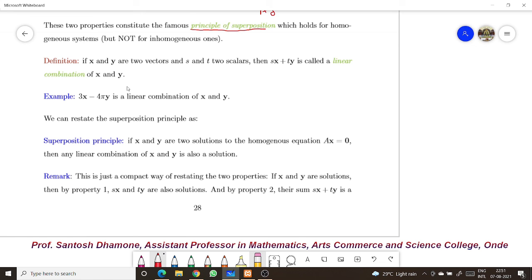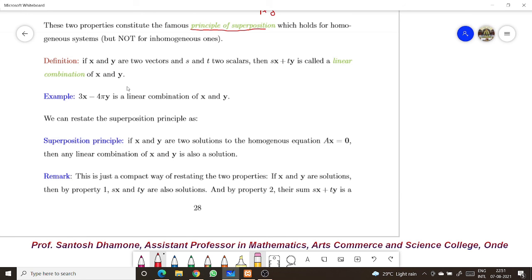Remark: this is just a compact way of restating the two properties. If x and y are solutions, then by property 1, sx and ty are also solutions, and by property 2 their sum sx plus ty is also a solution. Conversely, if sx plus ty is a solution to the homogeneous equation for all s, t, then taking t equal to 0 gives property 1, and taking s equal to t equal to 1 gives property 2. We have seen this principle at work in your calculus course.